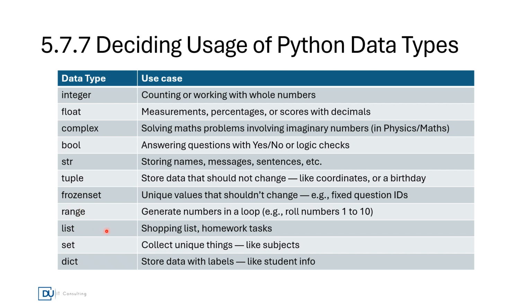List when you want to make a list of shopping items or homework tasks that you want to maintain. Set can be used when you want to have unique things like subjects. And dictionary whenever you want to store data with label information. For example, in the example we saw how we can store student's name and age inside a dictionary.